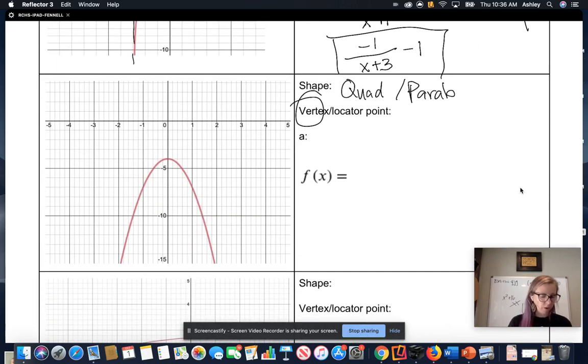Okay. All right, so on our quadratic, we have a vertex here. It appears to be at 0, -4. So my locator point is at 0, -4, or my vertex rather. Also a locator point, but specifically a vertex because this has a max or a min, right? In this case, a max. And my a value.